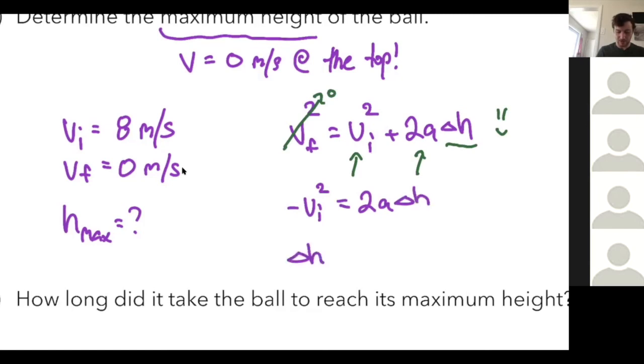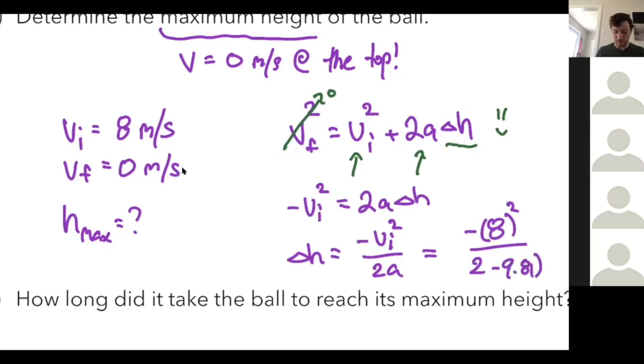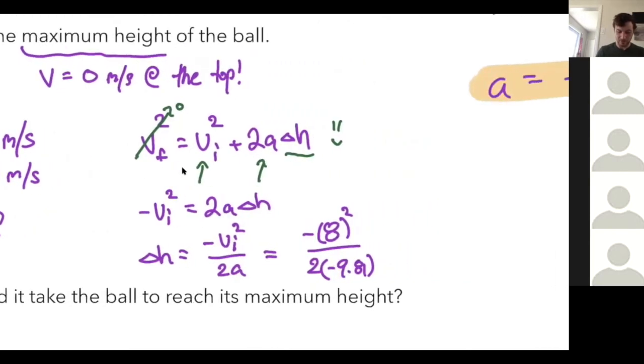Divide by 2a, so delta h is going to be negative vi squared over 2a, which means we punch in our numbers: negative 8 squared over 2 times negative 8.1. Those two negatives are going to cancel each other out. And what you're going to get is a beautiful number of 29.4 meters. Okay, positive because we are changing from 0 up to our final height.